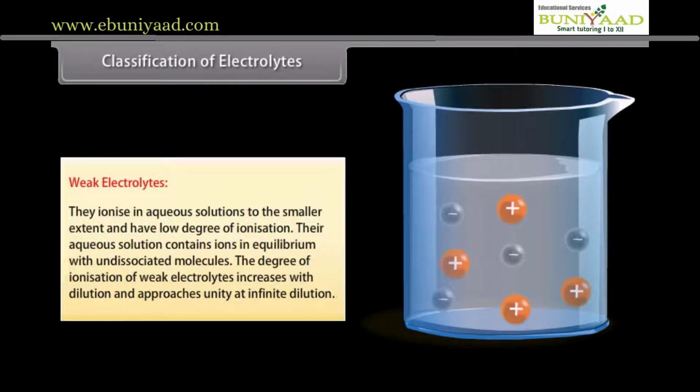Weak electrolytes. They ionize in aqueous solutions to a smaller extent and have a low degree of ionization. Their aqueous solution contains ions in equilibrium with undissociated molecules. The degree of ionization of weak electrolytes increases with dilution and approaches unity at infinite dilution, for example, NH4OH and CH3COOH.